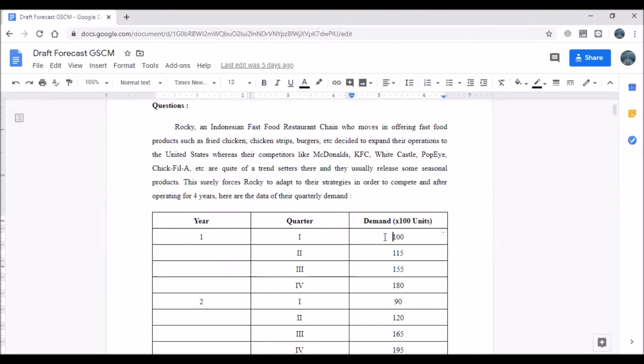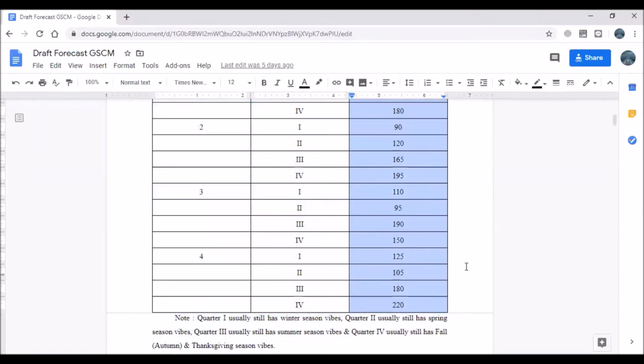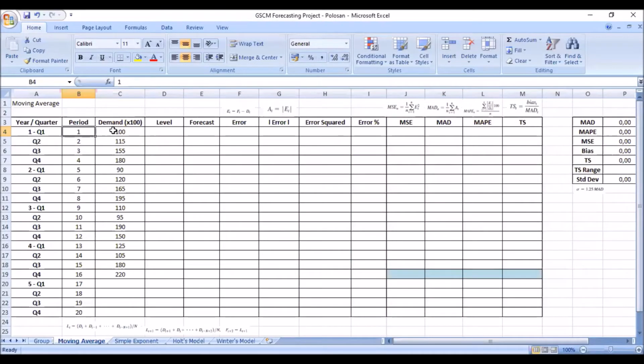The first thing that we're gonna do is copy this data to Excel, so we can just do the analysis in Excel. Then after that, we're gonna copy the data to the moving average first, and also the simple exponential, the Holt's, and the Winters. In this case, I've already copied the data since the beginning, so it will be faster. And don't forget to change the font, and maybe add borders to the cells.